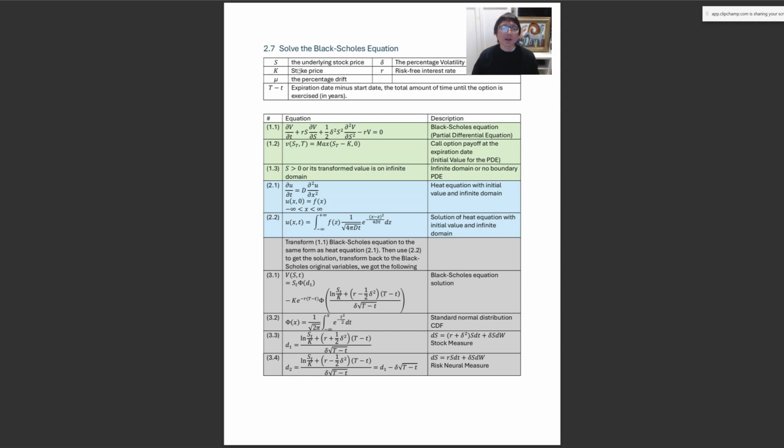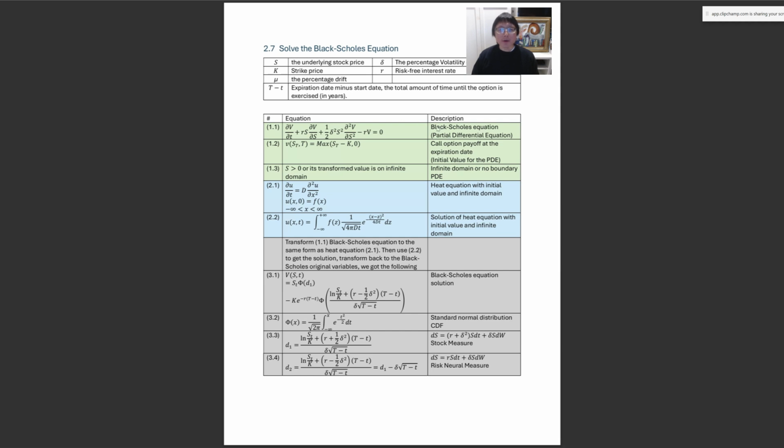Let's start with the terminology. First, S is the underlying stock price, K is the strike price, mu is the so-called percentage drift, which is used in the geometrical Brownian motion process, sigma is the percentage volatility, and r is the risk-free interest rate. And we also have T, the expiration date minus the start date. It's the total amount of time until this option is exercised, usually measured in years.